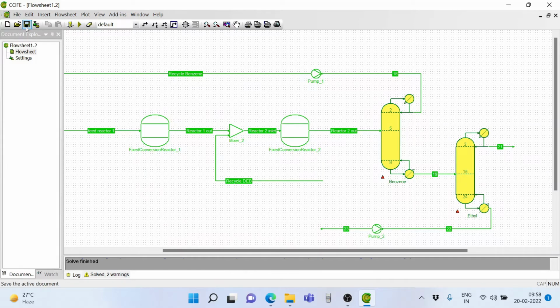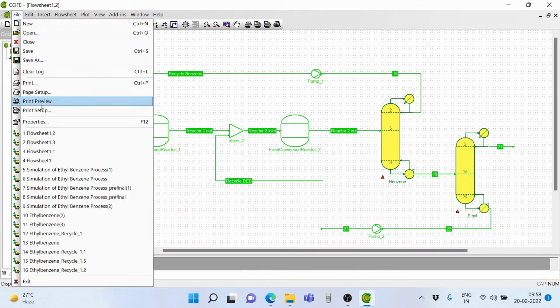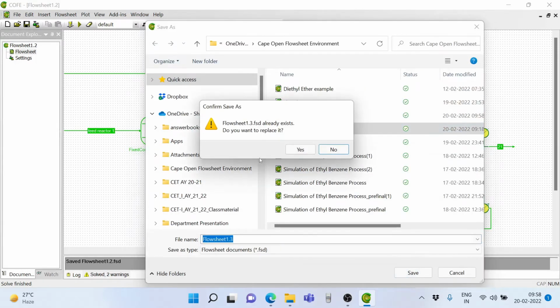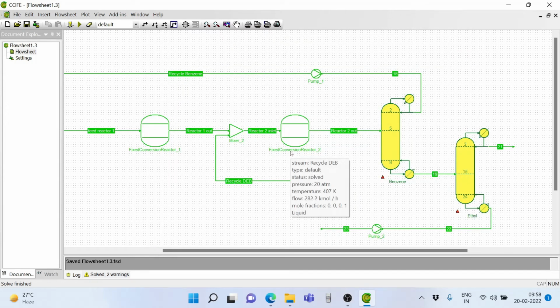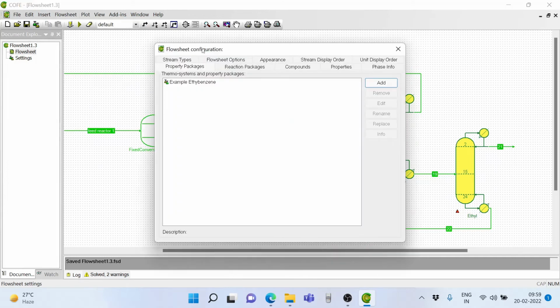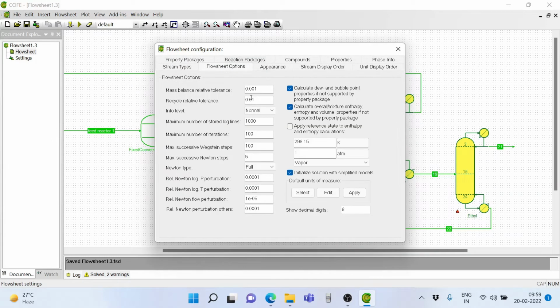Right. Now let's save this simulation. Because we have come thus far, remember, while recycling, it may happen that the flow sheet might crash. So let's make a copy of it. So file, save as, flowsheet 1.3. Now go to flowsheet, go to configure and go to flowsheet options and we take the relative tolerance as 0.1.